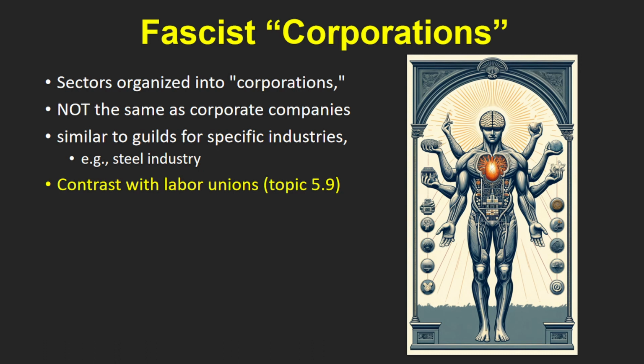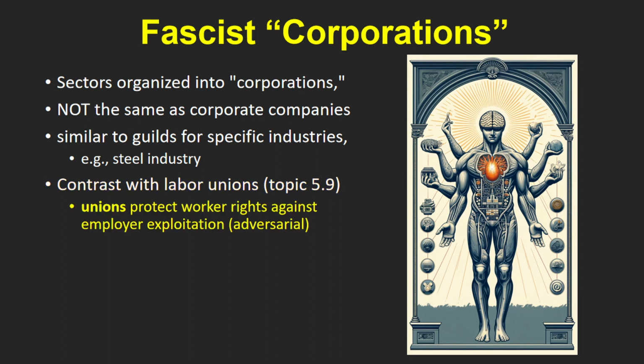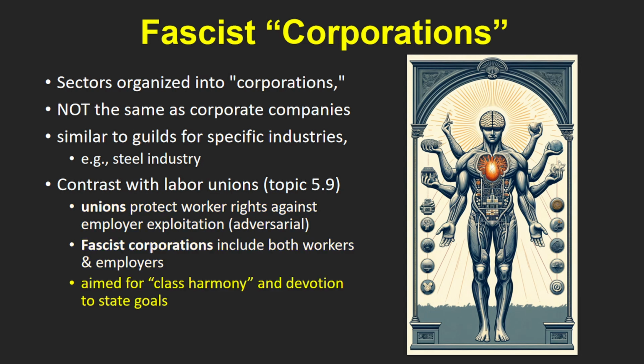These were also somewhat similar to labor unions that we talked about in topic 5.8, but with important differences. Labor unions were about protecting the rights of the workers against the exploitation of employers. But fascist corporations included both workers and employers, and were intended to promote class harmony and, most importantly, complete devotion to the goals of the state.